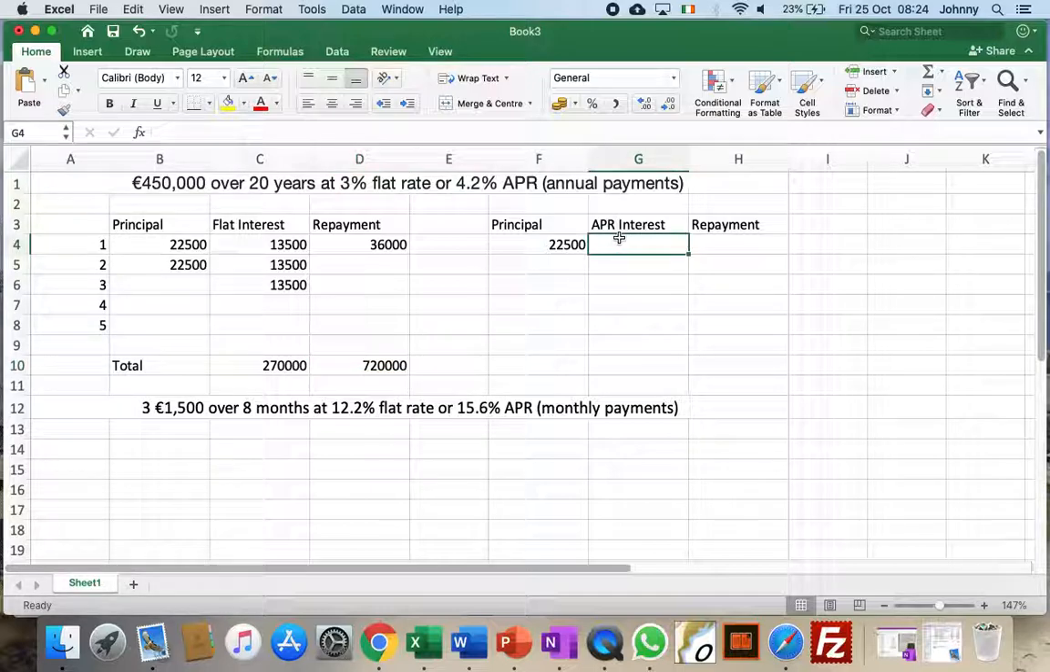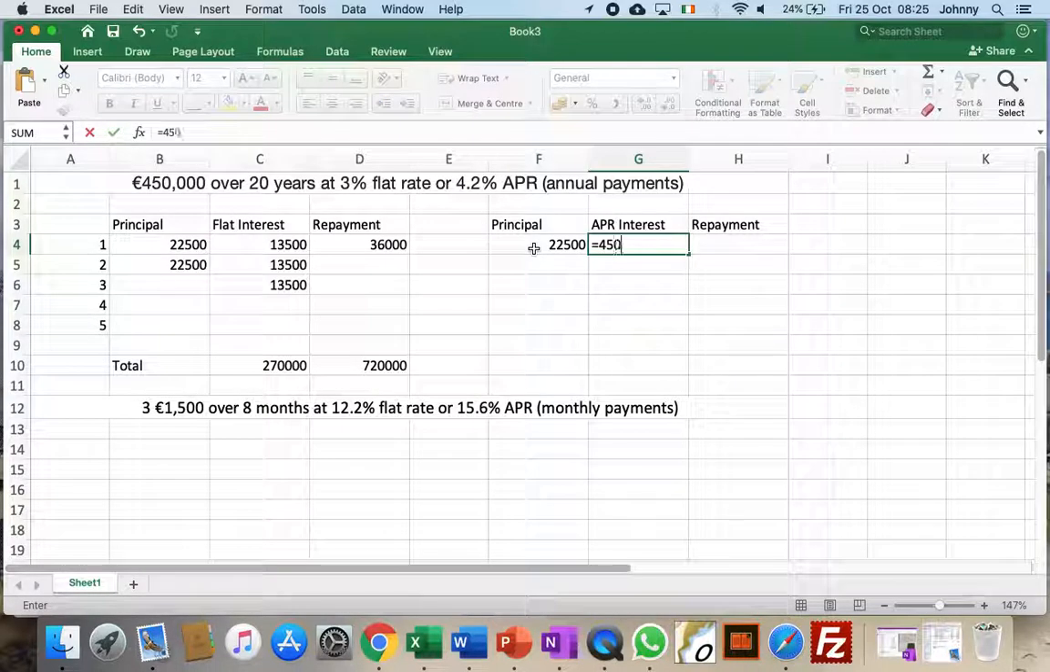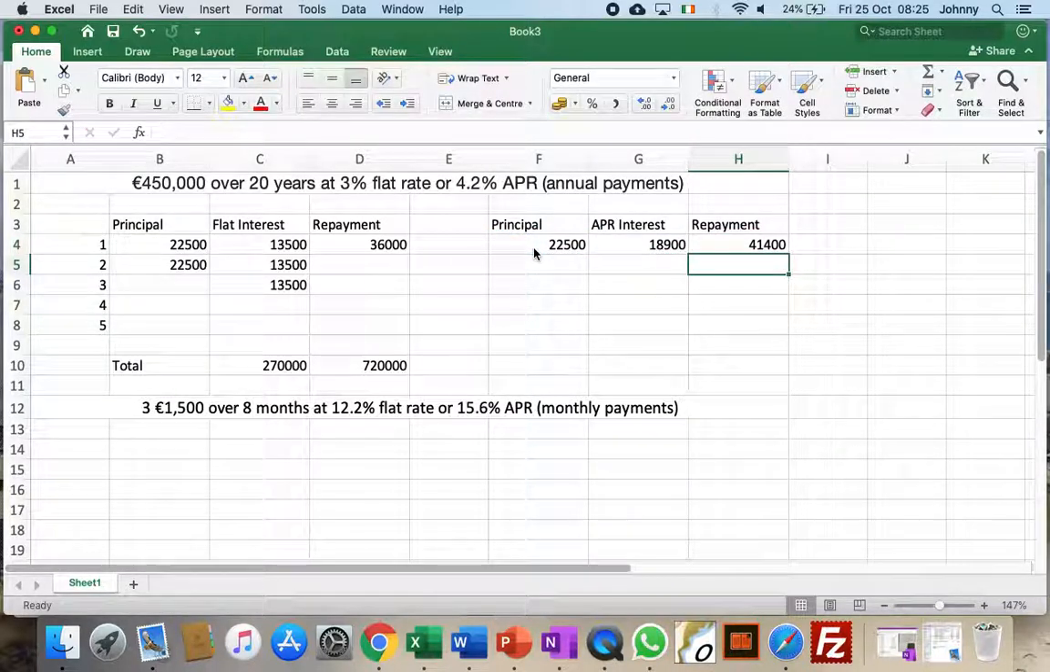Now, the APR. APR is a percentage of how much you owed at the beginning or throughout this particular year. So I pay 22,500 at the end of the year. So that means during the year, my interest is going to be on the 450 grand, because I owed 450 grand at the beginning of the year, because I paid nothing back yet. And I multiply that by 0.042, that's 4.2% APR. So my repayment for that year is going to be those two numbers added together.